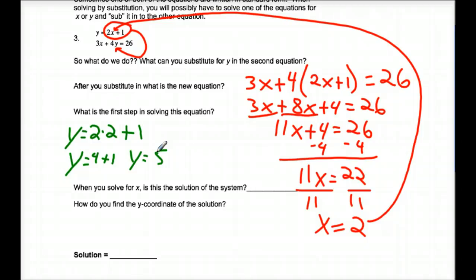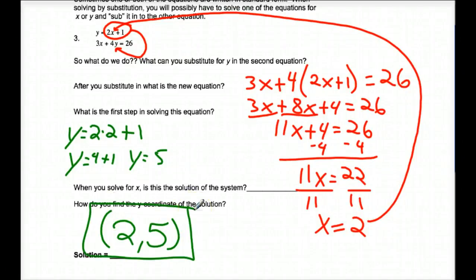Pair them up, Phoebe. What's the solution? You know x, you know y. Make them a point. It would be 2 comma 5. Excellent. The solution is (2, 5). Does that make sense? Yeah.